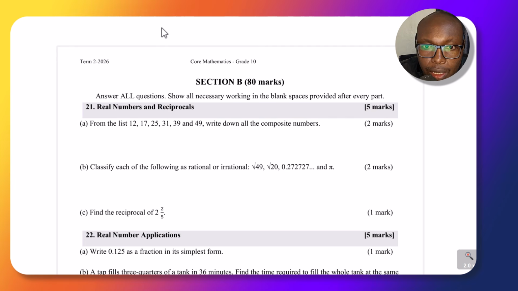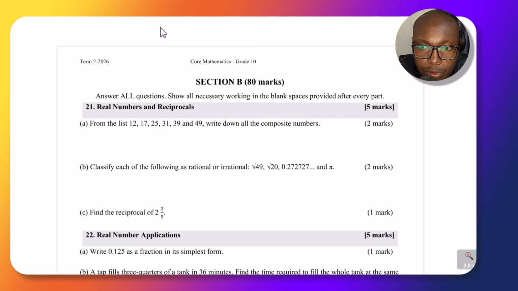Section B, answer all questions and show all the workings in the blank spaces provided. Real numbers and reciprocals, that is question 21. Part A, from the list 12, 17, 25, 31, 39, and 49, write down all the composite numbers.